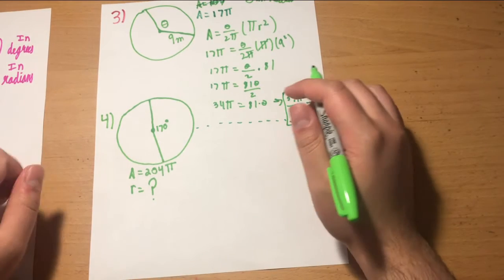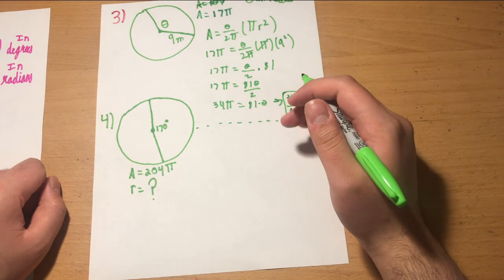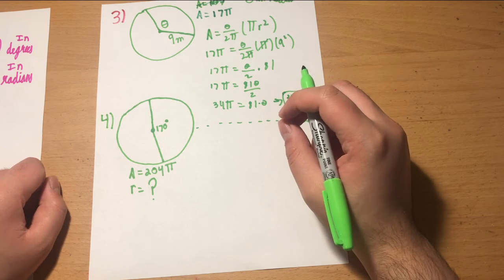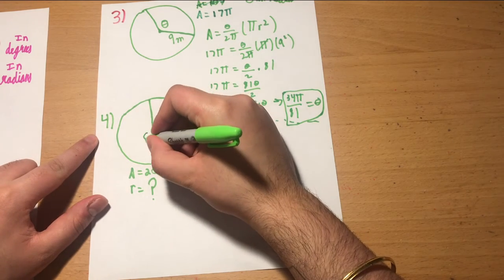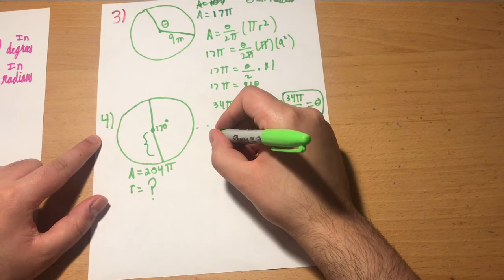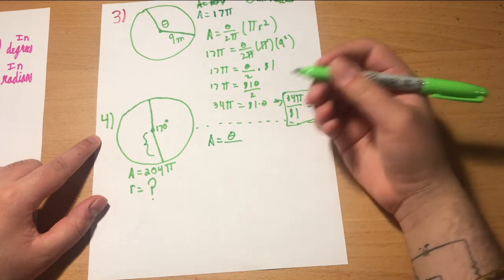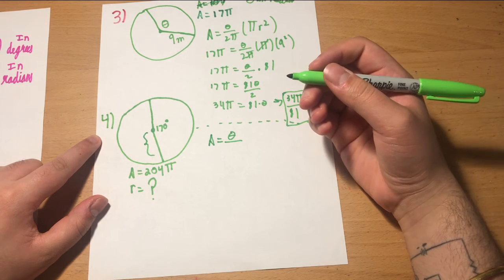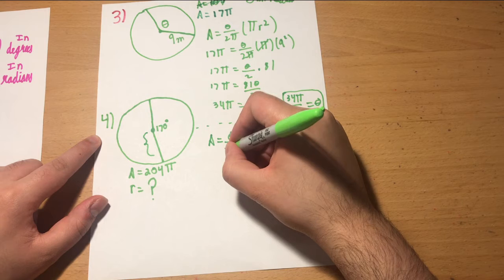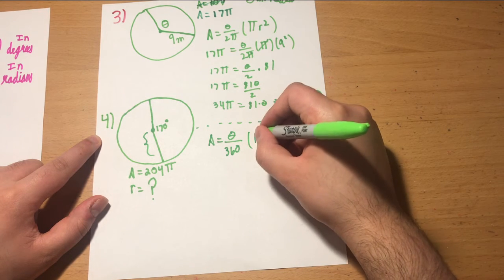Here, we're given area as 204 pi. We're given angle measure of 170. We need to find what the radius is, right? We need this length. Let's go into our equation. Area is equal to theta over, what is our angle measure? It's in degrees, so we're gonna use 360.